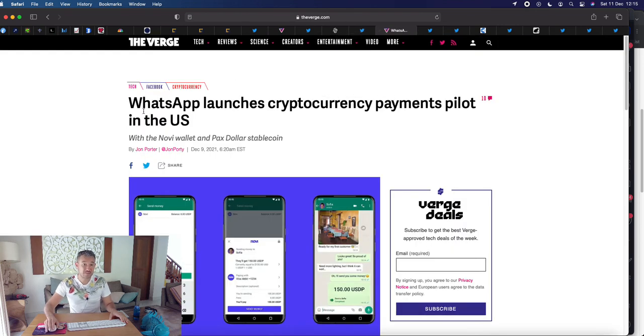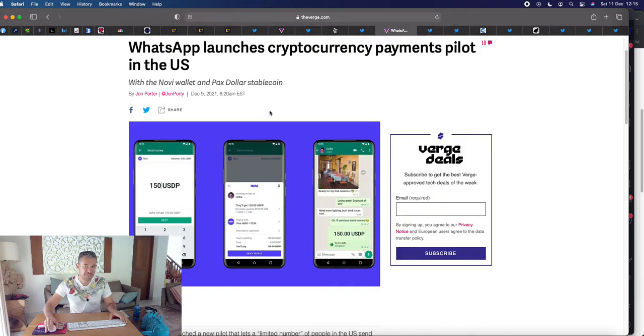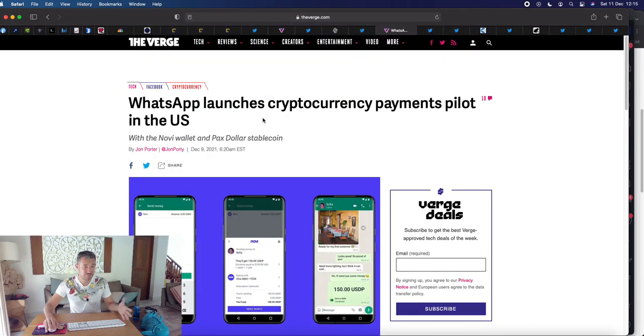I don't know why this isn't bigger news this week. WhatsApp have launched a cryptocurrency payment pilot in the US. WhatsApp has a reach of 2 billion people. It's huge. And they're using Pax Dollar, which I believe is on Ethereum as a stablecoin. So, yeah, massive, if that trial goes well.